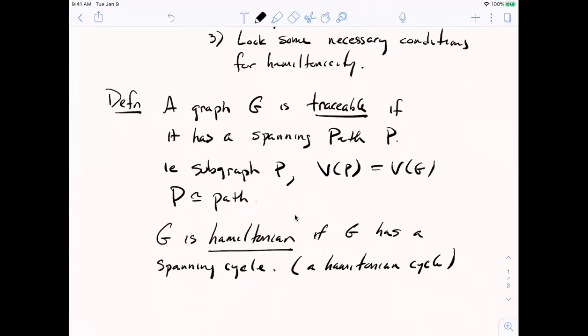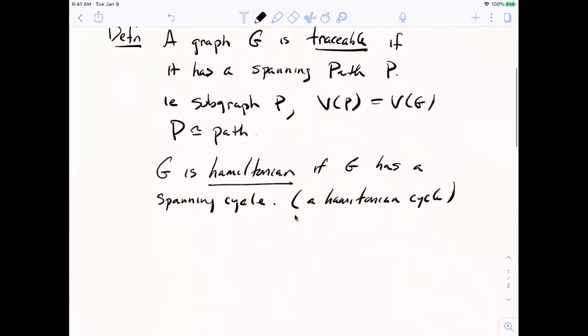It's a spanning cycle. Maybe we should note here that if you're Hamiltonian, then you're traceable. Right? If there's a Hamiltonian cycle, well, then in particular, there's a Hamiltonian path. That path just happens to have the same initial and terminal vertex. So if you're Hamiltonian, you're traceable. The converse is false.